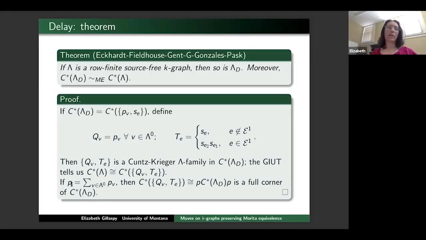And then if you take P to be the sum over all of the vertices in lambda 0, so all of the vertices that weren't new ones we created by delaying, this is a projection in C-star lambda D. Then it turns out that the corner associated to that projection is actually the C-star algebra generated by this Cuntz-Krieger lambda family. And since this is a full corner inside C-star lambda D, that tells us that C-star lambda and C-star lambda D are Morita equivalent as we wanted.